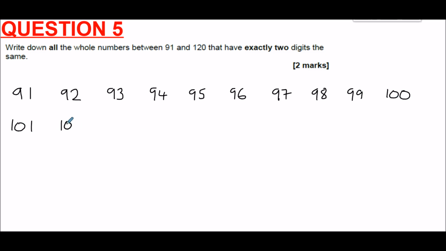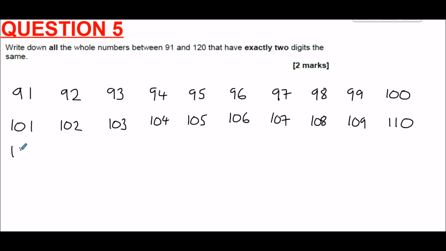So perhaps a slightly long way of doing things, but this is probably the safest bet to make sure you don't miss out any numbers. Then 110, 111, 112, 113, 114, 115, 116, 117, 118, and finally 120.